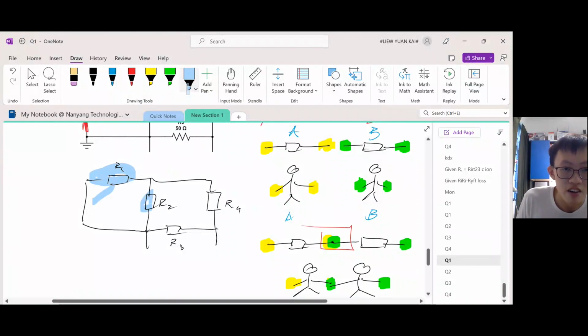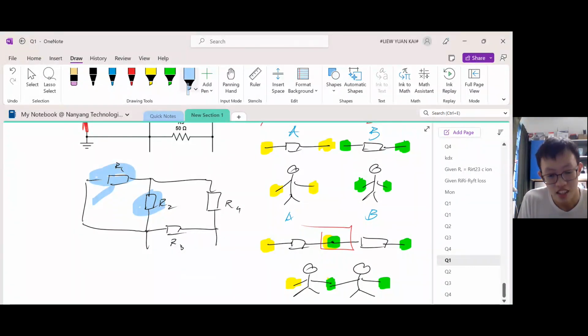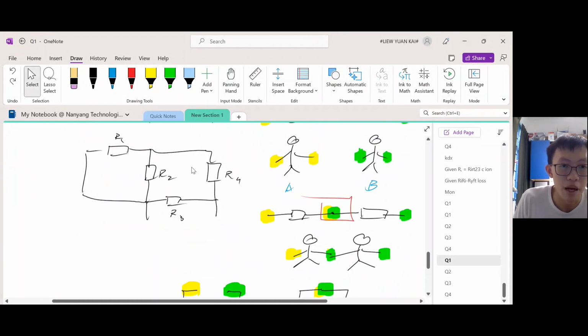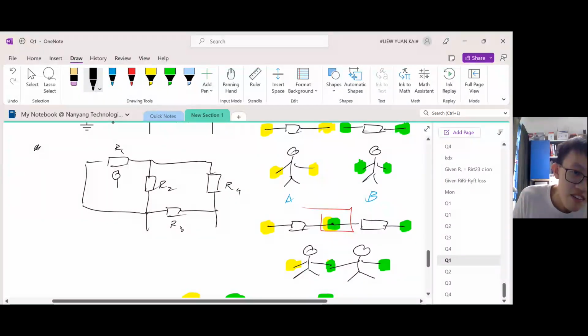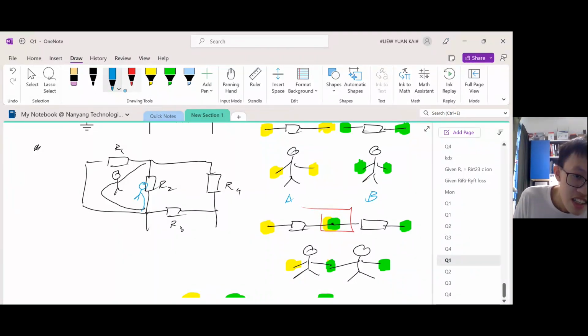Look at R1 and R2. Are they series or parallel? Let me give you 3 seconds to think. 1, 2, 3. The answer is they're in parallel. Why? I'm just going to draw the person to make you imagine. If R1 was a person, his hand is like this. And if R2 was another person, his hand will be like this. See? Both hands are holding together.